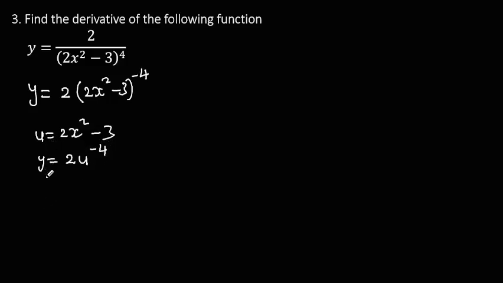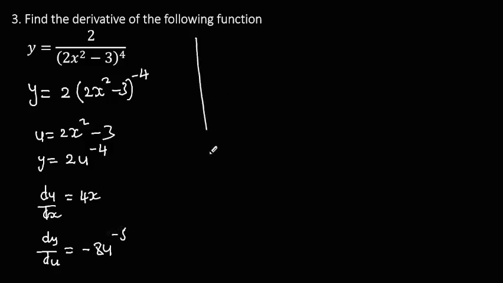Now that we have the u and the y, we need to find change in u due to change in x. We differentiate the function u with respect to x, and that is going to give us 4x. And then we find change in y due to change in u. We differentiate the y function with respect to u, and that is going to give us negative 8u raised to the power of negative 5.